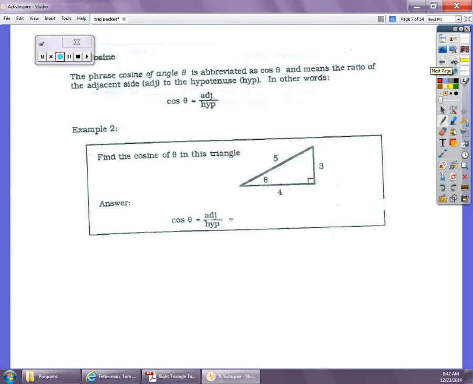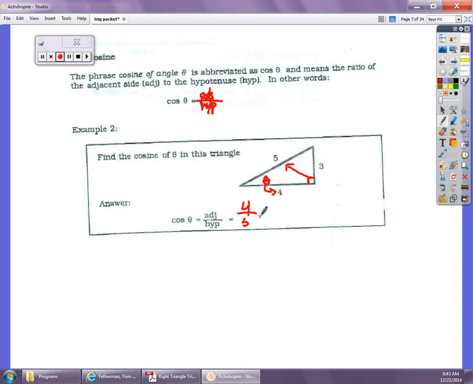Then the cosine of angle theta is abbreviated cos theta. It's the ratio of the adjacent side to the hypotenuse. So it's adjacent over hypotenuse. When we look at our angle, adjacent is going to be the 4, and the hypotenuse is still the 5. So now our cosine is 4 over 5.